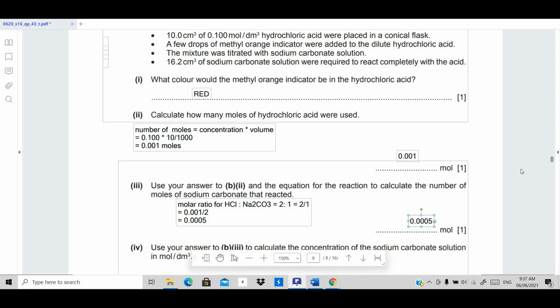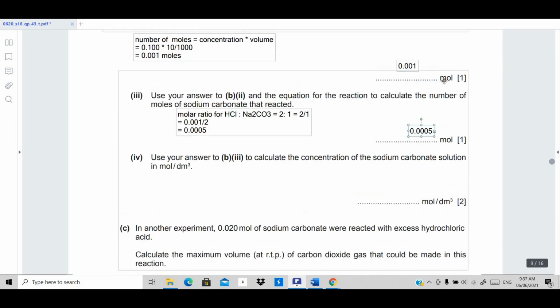Use your answer to B3 to calculate. This time we should use this answer for moles to calculate the concentration of the sodium carbonate solution in mole per decimeter cube. So we have to answer this question.